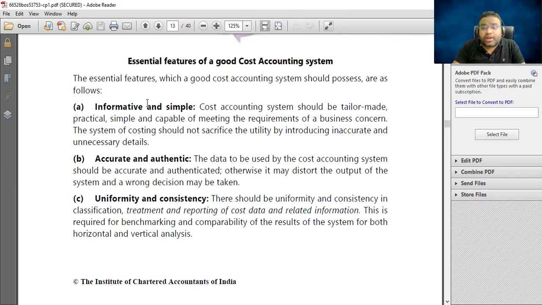Accurate and authentic, very important. Any accounting system you use for decision-making purposes, unless it is accurate and authentic, the decisions you take based on the data, if it is not accurate, give misleading results, which affect the total company.